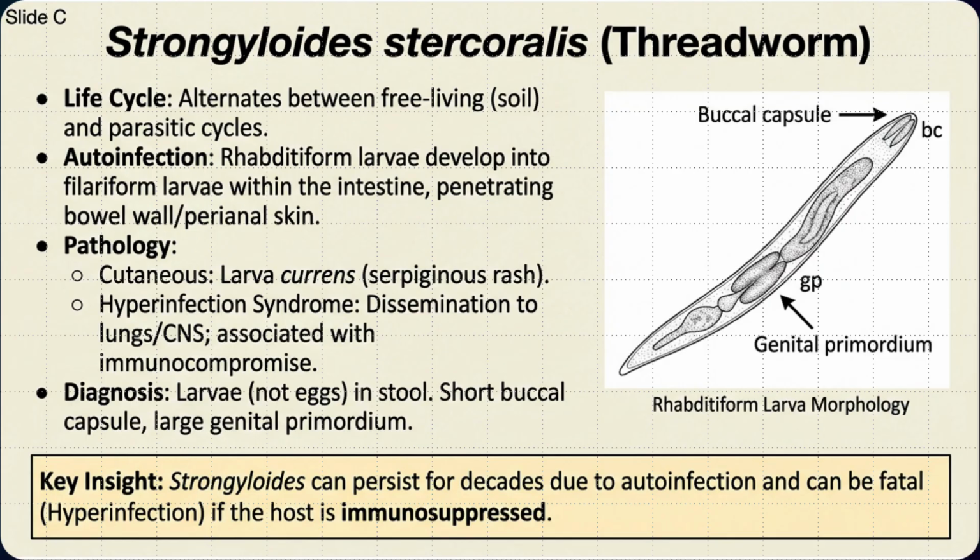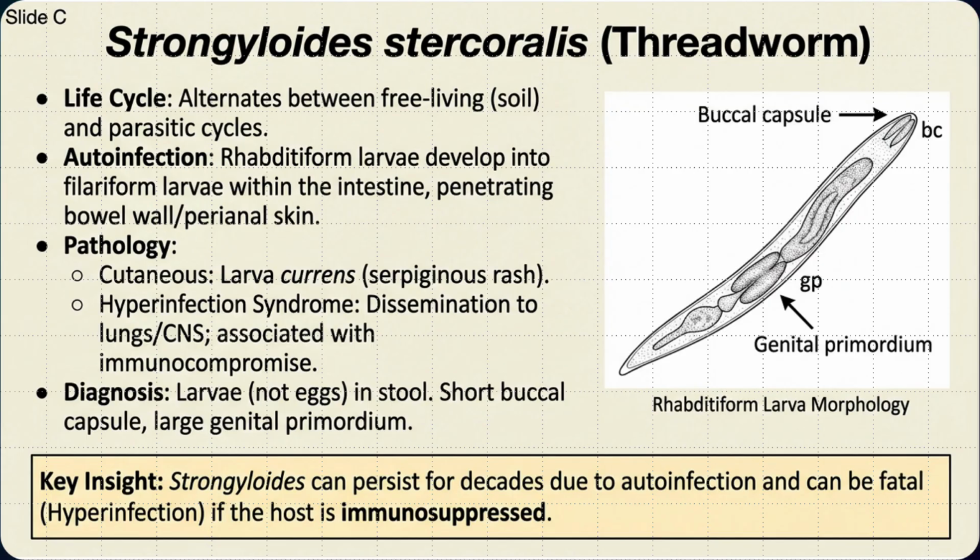Which is why we treat Strongyloides differently. We don't use albendazole as the primary therapy. We use ivermectin. Right. Ivermectin is the drug of choice to fully clear that autoinfection cycle. And for hookworm, by the way, you also have to give iron supplements because chronic hookworm causes severe iron deficiency anemia. Important supportive care step there.